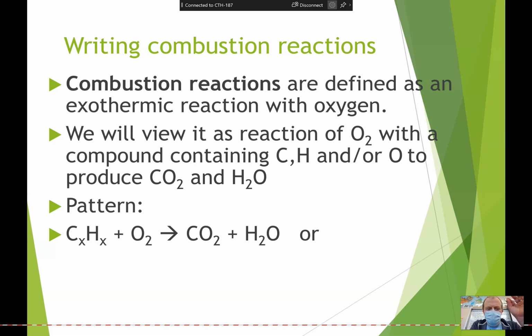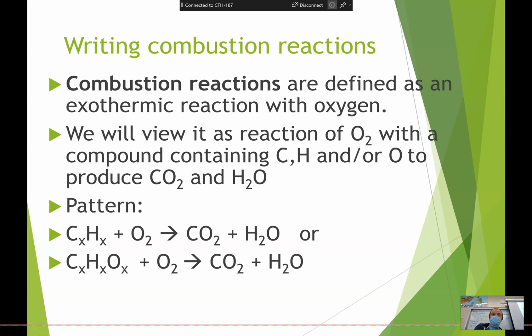So the pattern is this: you're going to have possibly what we call a hydrocarbon. Hydrocarbons are things that have only carbon and hydrogen in them, but it will always be plus oxygen to always produce CO2 and H2O. So combustion reactions actually should be the easiest ones to write, because the only thing that ever changes is the actual thing that you're burning. Now, they can be challenging to balance with coefficients. But as far as just writing them and getting the reactants and products, that should be the easy part.